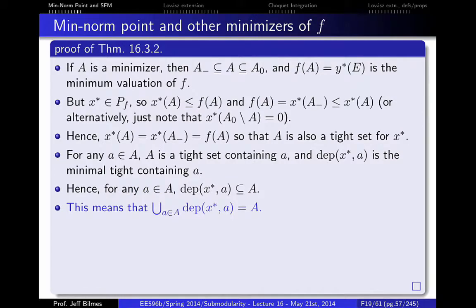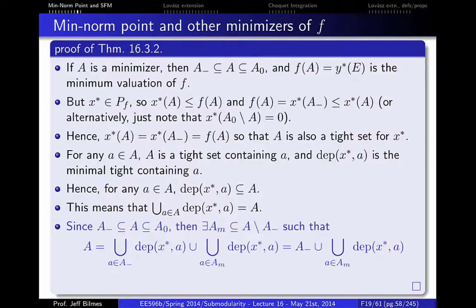This is true of any minimizer. And so we have this same property, that the union of all the deps is equal to A. So that means that A is equal to this bit here, which is the union of all a in A minus the union of all a in AM. There's some AM, which is equal to the difference between A and A minus, such that we can represent A in this way, which is then equal to A minus using this bit here. Okay. And so that basically shows it.